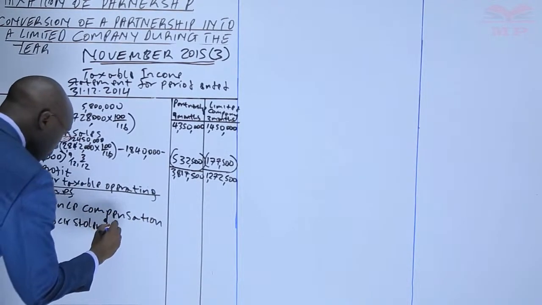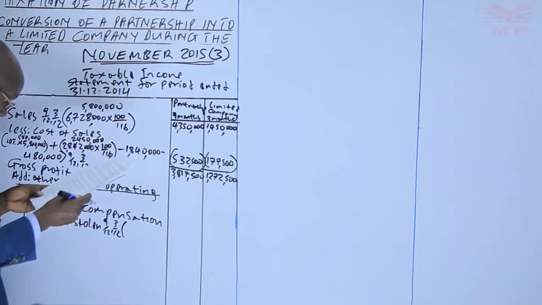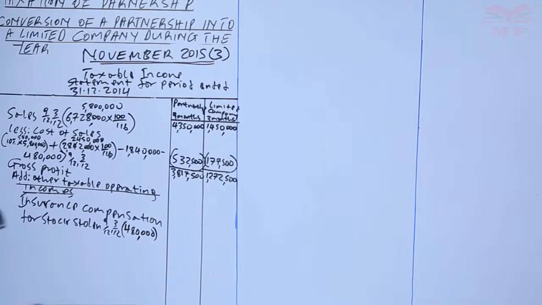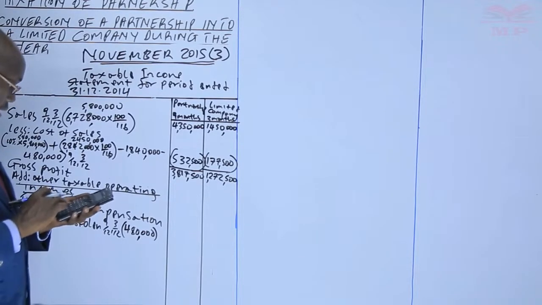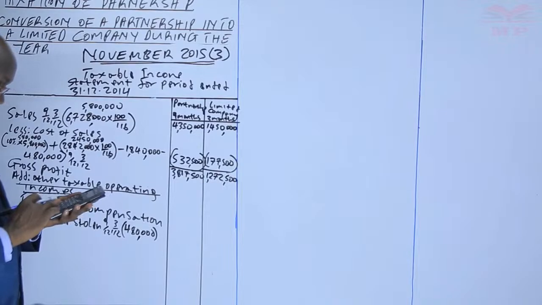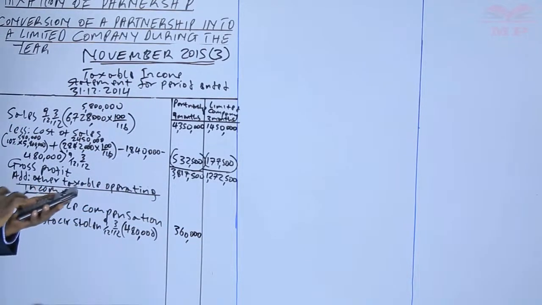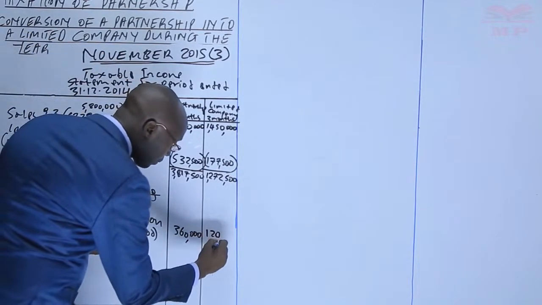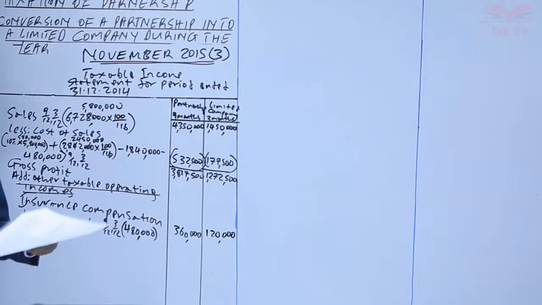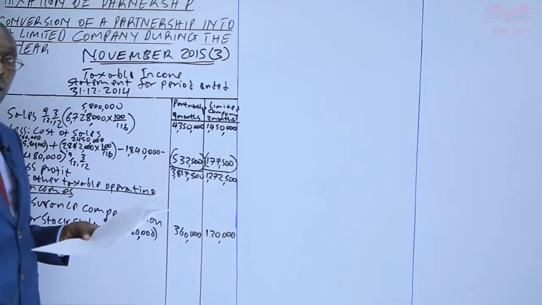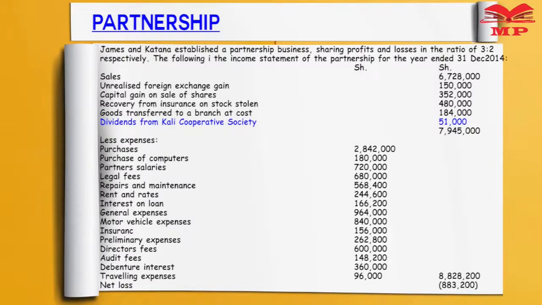So we come here, insurance compensation. We have 9 over 12, 3 over 12 of 480. So we have 9 divided by 12 times 480,000. That gives us 360. The other one is 3 over 12 of the same, 120. We continue. After the recovery from insurance on stock stolen in the income statement, there is goods transfer to a branch. That is not a sale. You are just moving your goods from one place of the business to another, from the head office to the branch. Nothing. Dividend from co-operative. That's an investment income. Here we want only the operating. After that, we have the expenses.